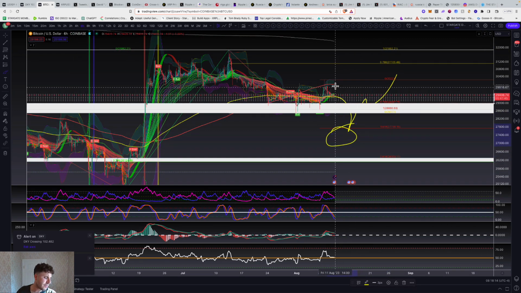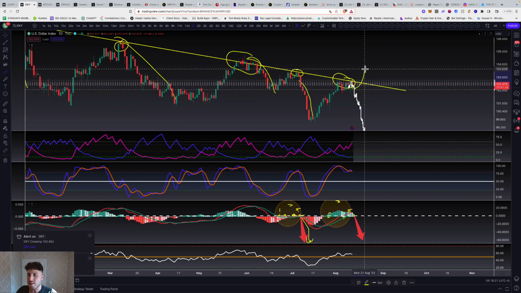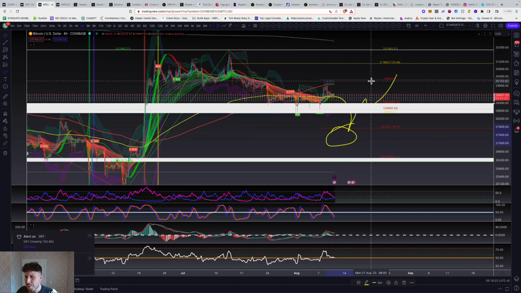Not financial advice, not a financial advisor. And we can gauge if that would happen if the dollar just kind of reverses and starts to rapidly spike. But right now, so far, so good. And from this low to the high here, we have the 786 sitting around that 29K level. Very critical level to hold as support.